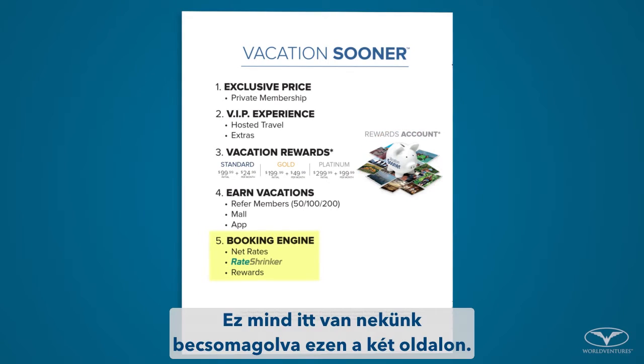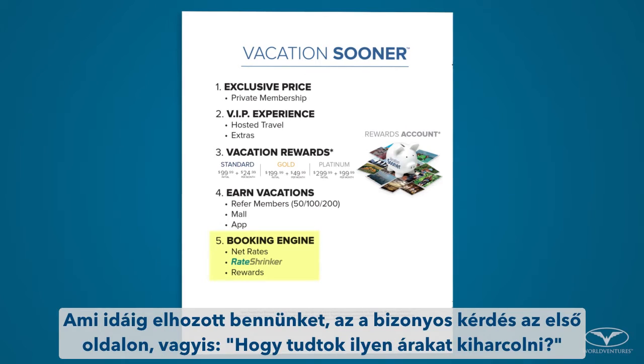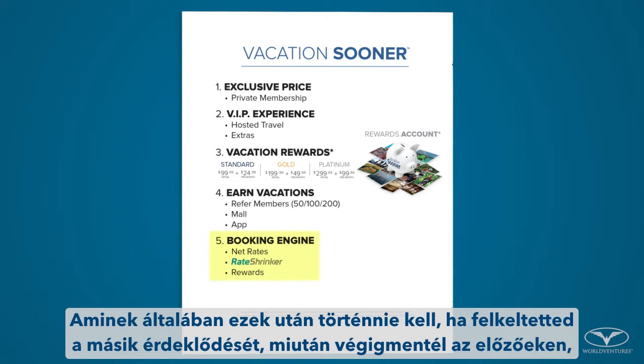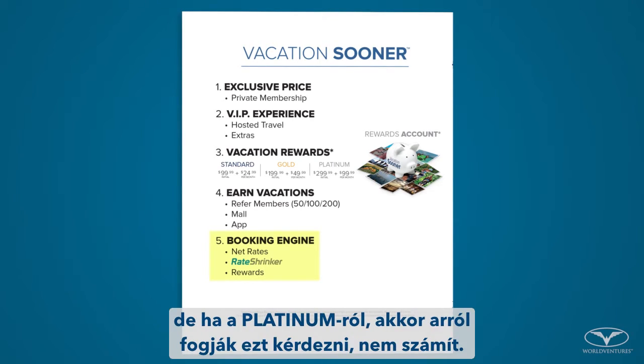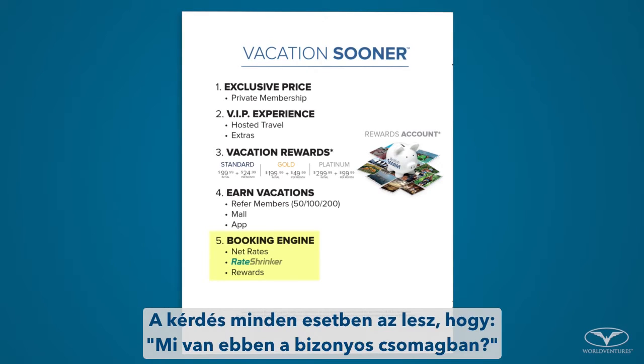Okay, now that we've got this wrapped up on these 2 pages, what got us to this page was hopefully the question that got asked on the first page: how do you get those prices? What normally takes place next, when you know somebody's got interest after you went through this, is they ask, what's in that gold package? Because we talked about it. Or maybe you talked about platinum or standard. It doesn't matter. But the question that always comes up is what's in that particular package?